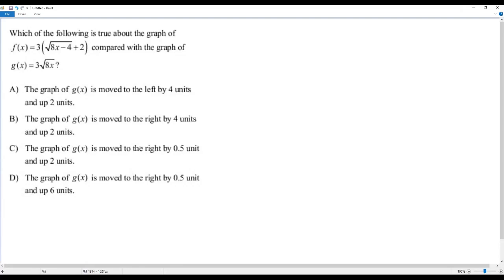Here we have a SAT math problem. Okay, let's go to the question. Which of the following is true about the graph of f of x equals 3 times square root of 8x minus 4, plus 2, compared with the graph of g of x equals 3 times square root of 8x?